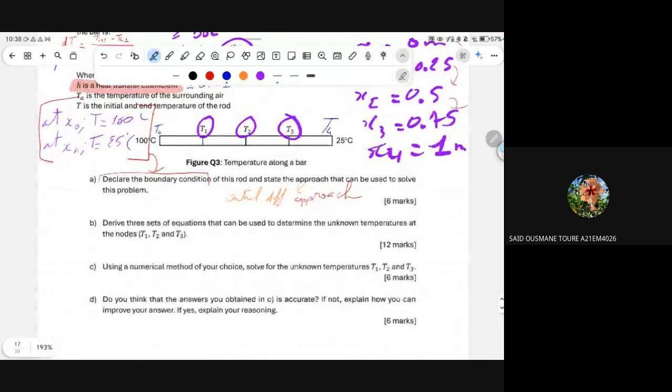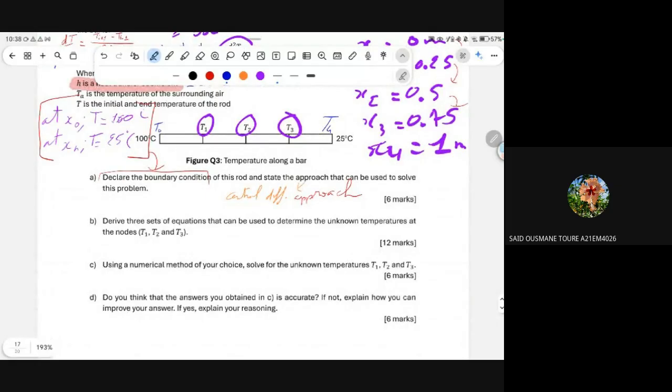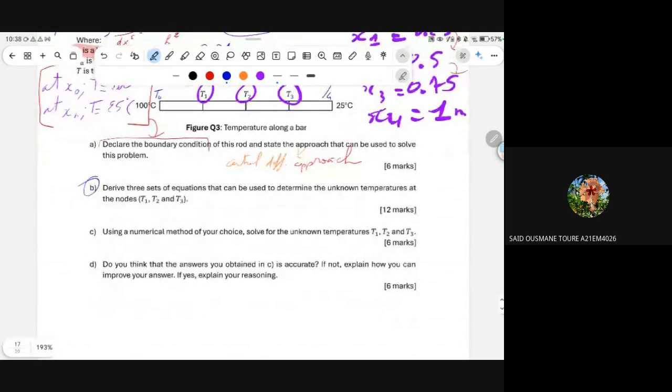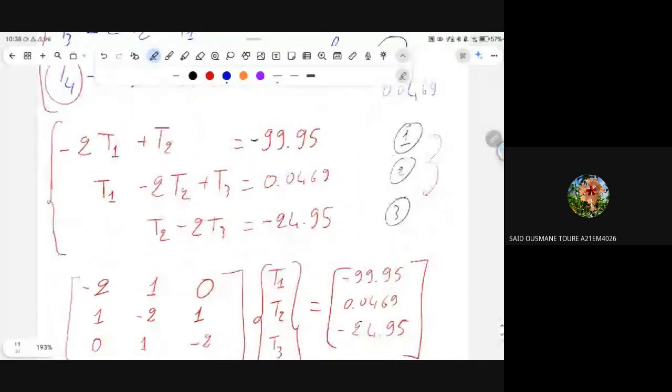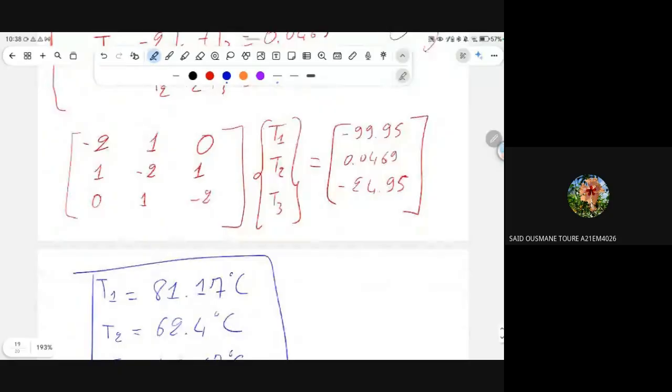Understand? Now you got here. Actually, we did two at the same time. We did B and C. We were only supposed to derive, so we derived already the 3 sets of equations. So this comes down here. And then now, Faris.